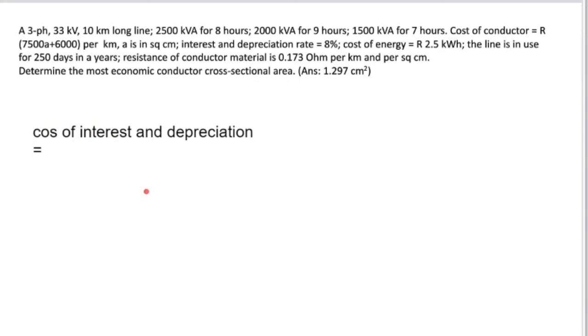The cost of interest and depreciation is rand 7500A plus 6000 times 10 for 10 kilometer and 0.8 for the 8% interest rate. Right? Got that one. The next step is to calculate the resistance of the conductor. Do it step by step because you're missing it. Resistance of each conductor.